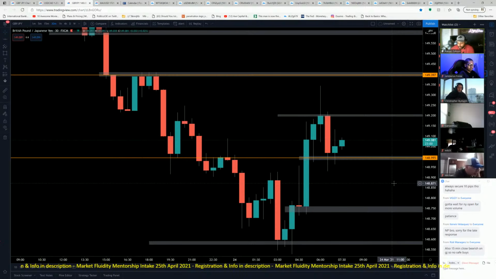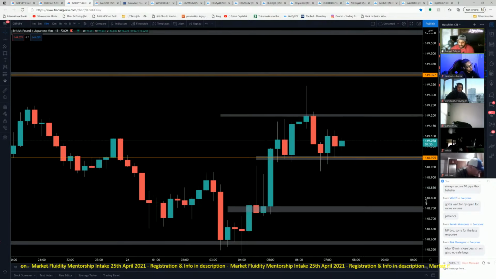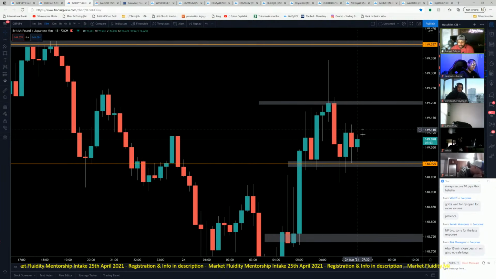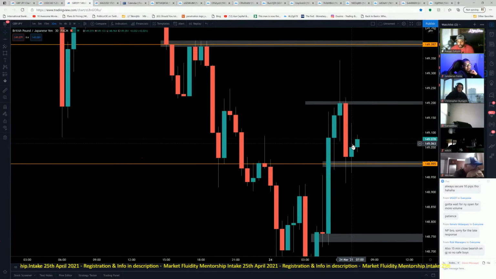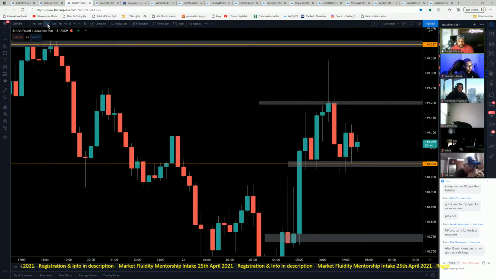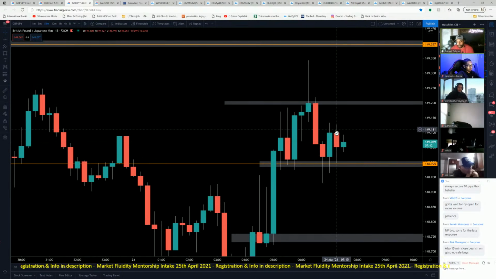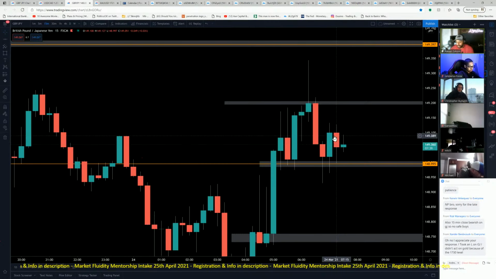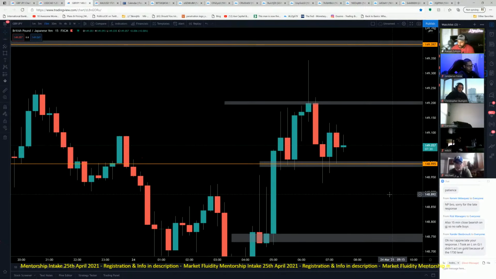Also, the 15-minute candle closed bearish on GJ, so no safe buys. Looking at the 15-minute candle, it's creating this minor resistance over here, because this 30-minute candle closed with the rejection. The reason we can say it closed with the rejection is because we have this bearish candle closing over here. So we gotta wait.